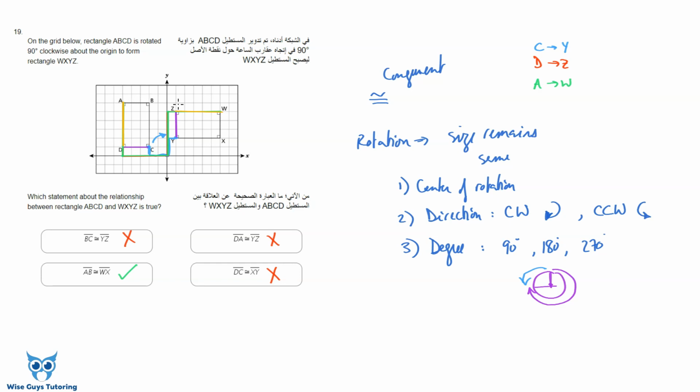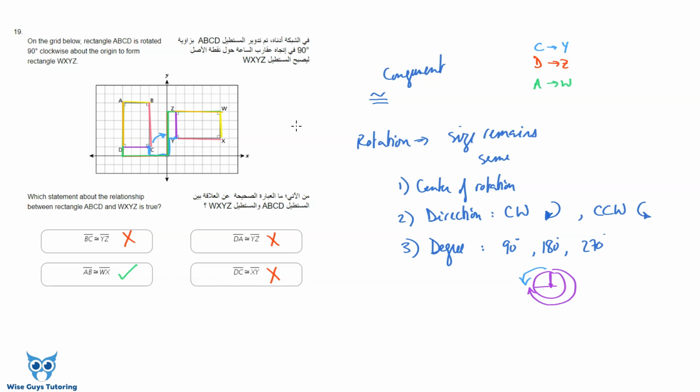Now that I have this corner, it becomes pretty obvious for the rest of them. So we can use, for example, yellow line for AB. AB is this one. And how about a pink line? This side here is that side. So when you do it like that, you can tell which one is true. And the only one that's true is that AB is WX, right? This yellow line is that yellow line. And this is the reason why.